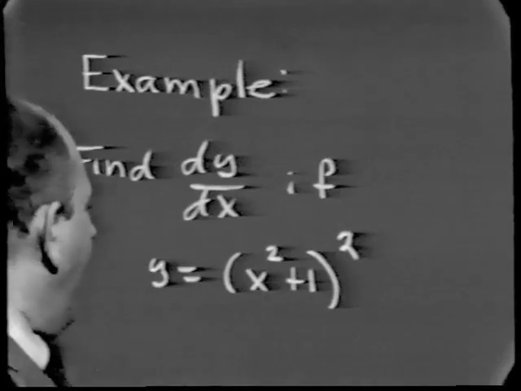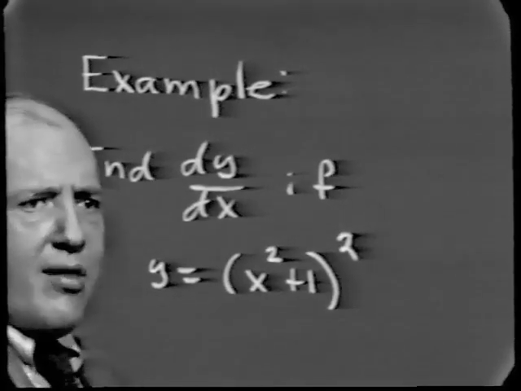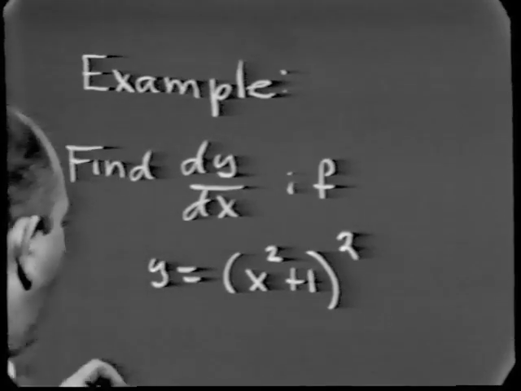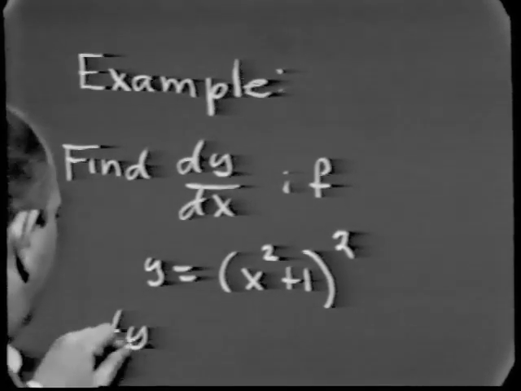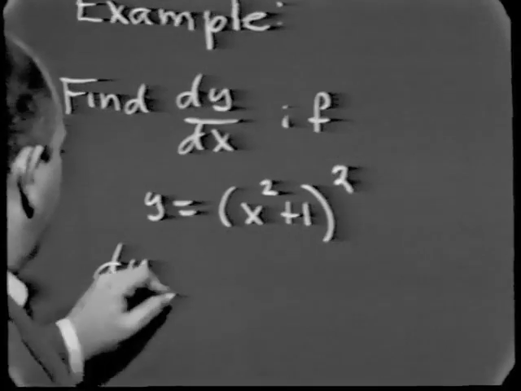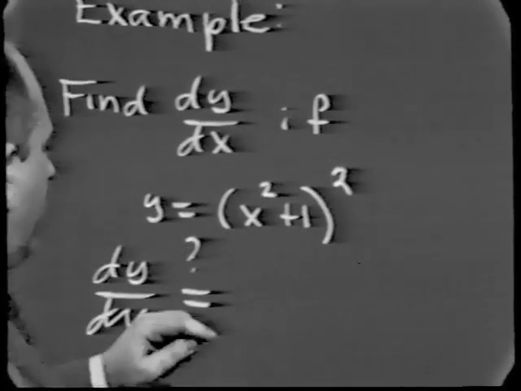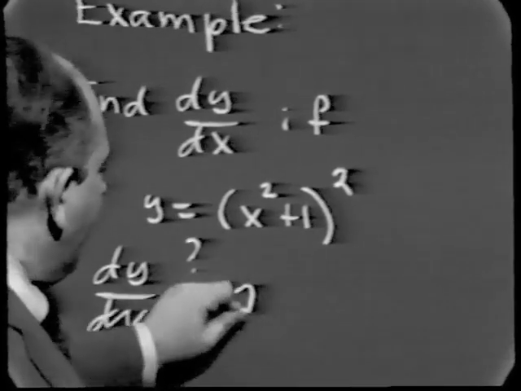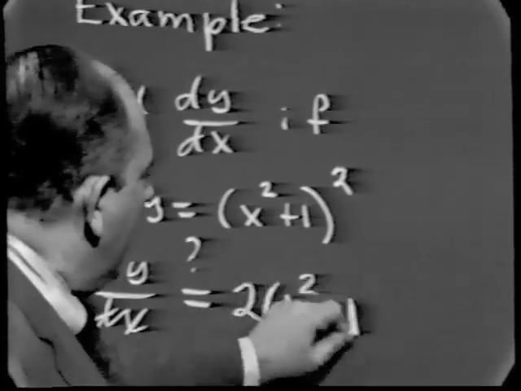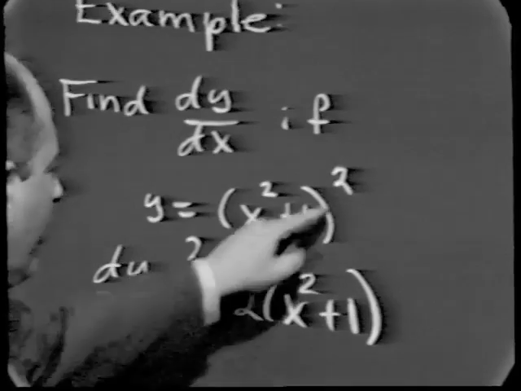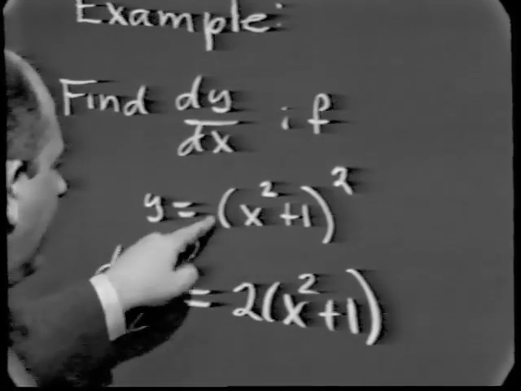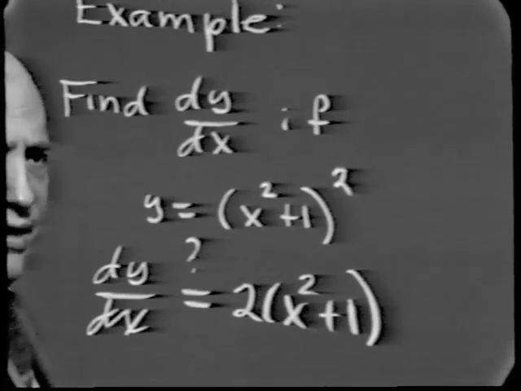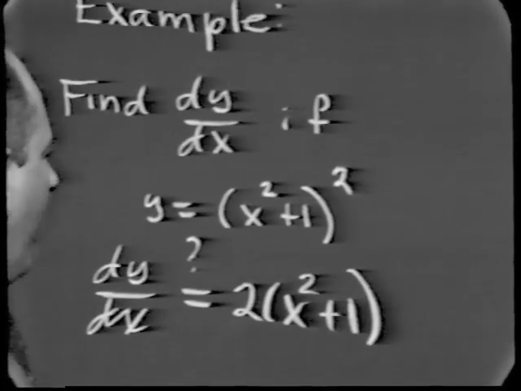Suppose we want to find dy dx if y is equal to (x squared plus 1) squared. Let me first do this problem the wrong way. Let's put a question mark over here. And you know, people learn things like what? Bring the exponent down and replace it by 1 less. Now, certainly, if I bring the exponent down here and replace it by 1 less, this is the answer that I get. Of course, the question is, is this the right answer?